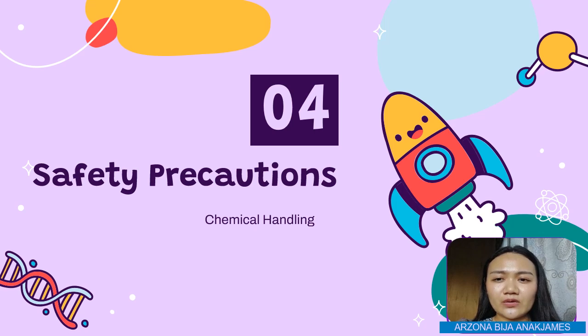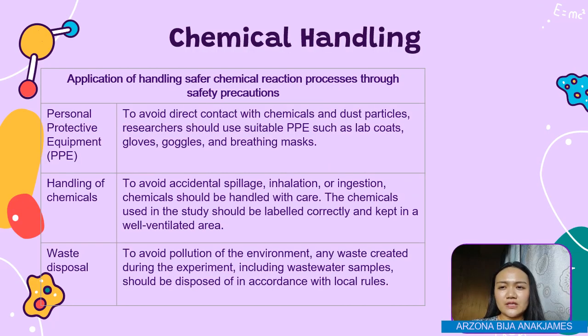For the safety precautions, the focus is on chemical handling. First, wear PPE such as gloves, goggles, and masks while working with the chemicals. This is to avoid direct contact with the chemicals. Second, the chemicals should be labeled properly and kept in a well-ventilated area such as a fume hood. Last but not least, any waste created during the experiment should be disposed of properly according to the lab rules.